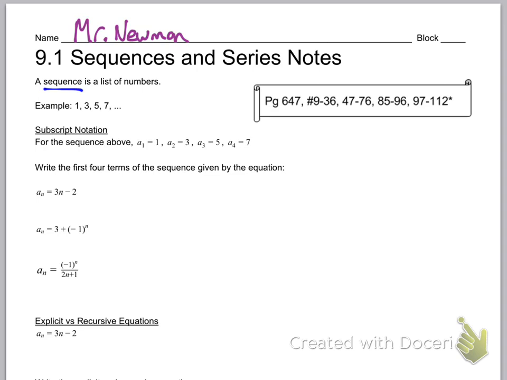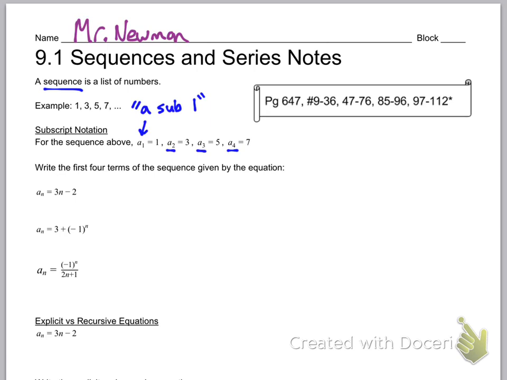So first let me show you about subscript notation. The sequence above, a sub 1 is equal to 1, and we say it a sub 1 like that. Not A1 or A2, but it's A sub 1, and that means the first term of the sequence. A sub 2 means the second term, and the second term is 3. A sub 3 means the third term. A sub 4 means the fourth term. So A sub n means the nth term. In other words, a term that maybe we don't know yet or we want to generalize so we can make a rule.